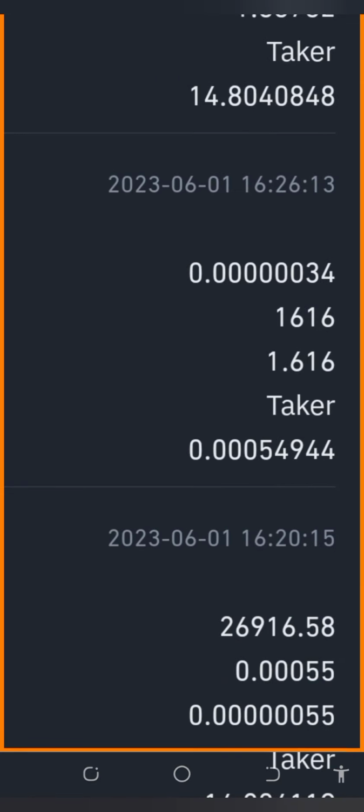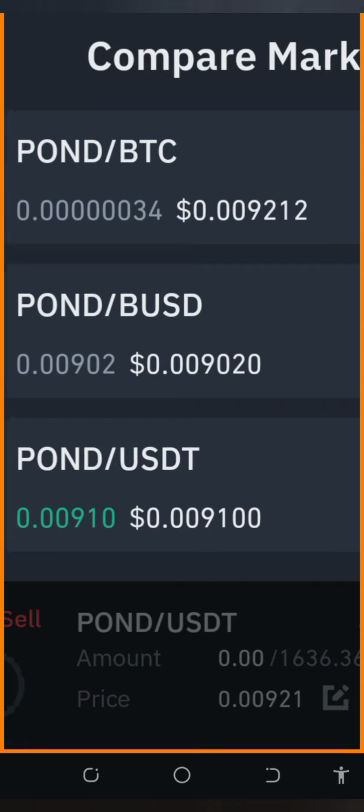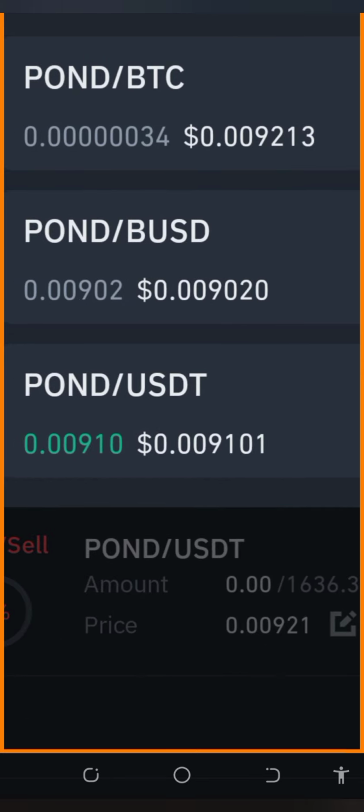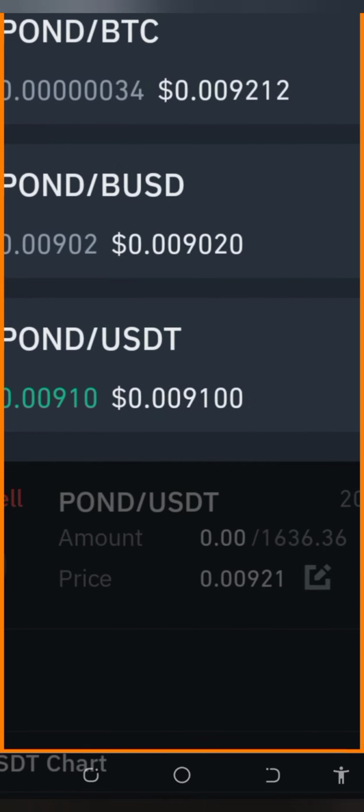Now, can you see what my eyes are seeing here? Well, we've been on this match for a while, and currently pound BTC is still at 0.00000034. But the price has increased a bit because now you can see it's in the green. It's at 0.009213. Wow. It has appreciated further than what we had yesterday. And if you look at pound USDT, it has also appreciated. Don't forget this was at 0.00904, right? And now it's 0.0091.